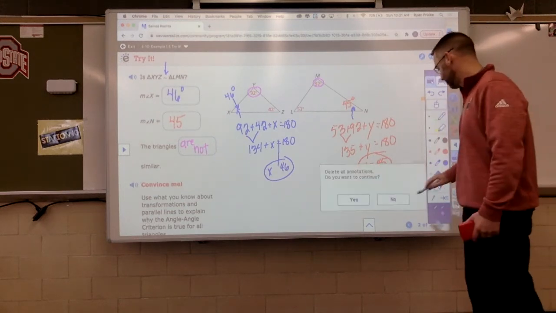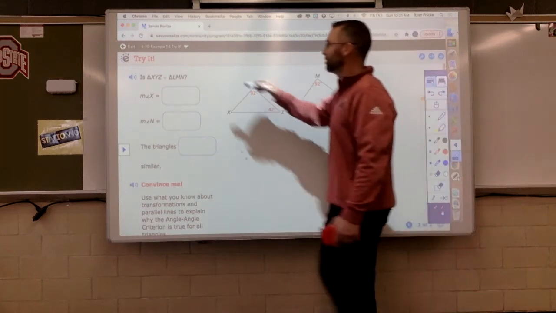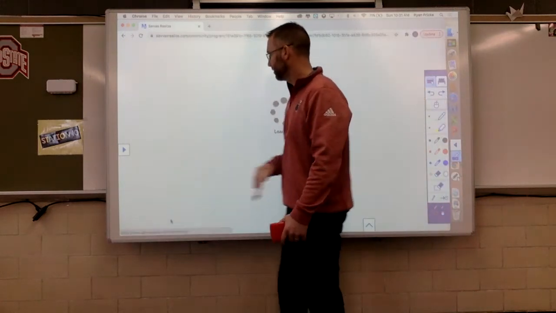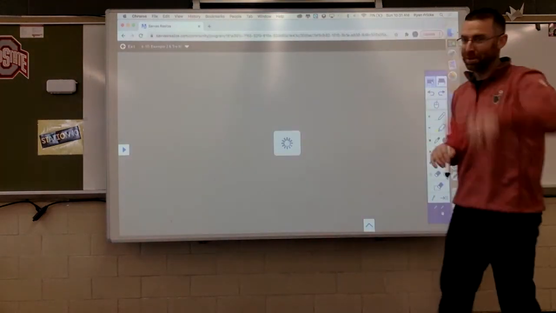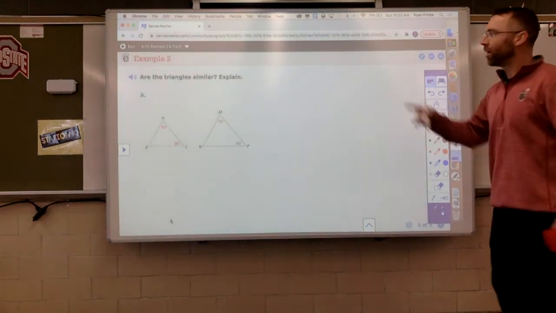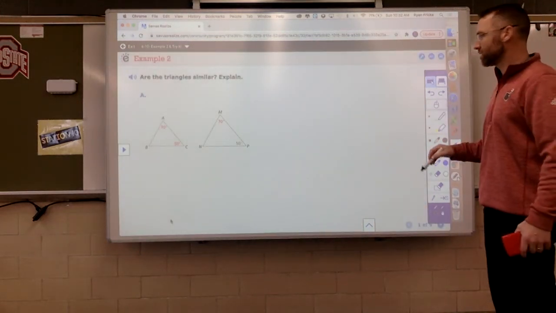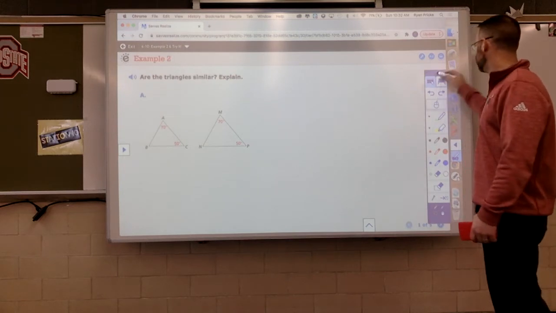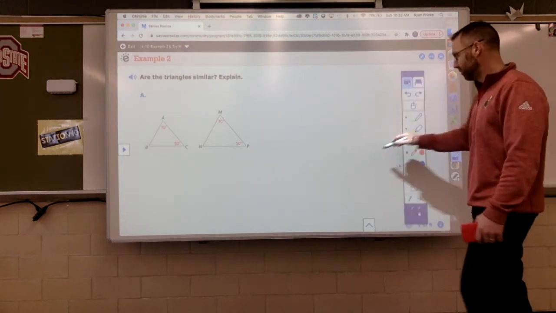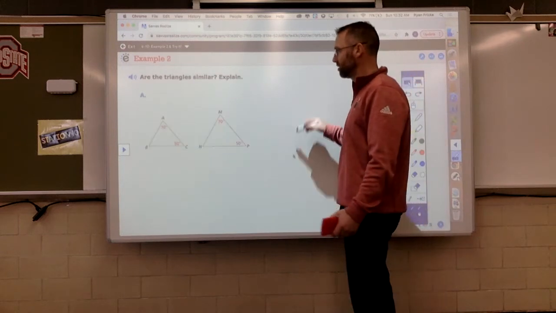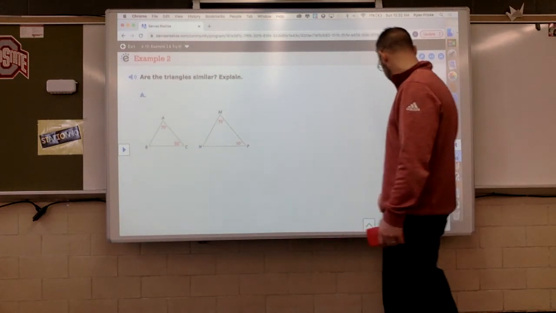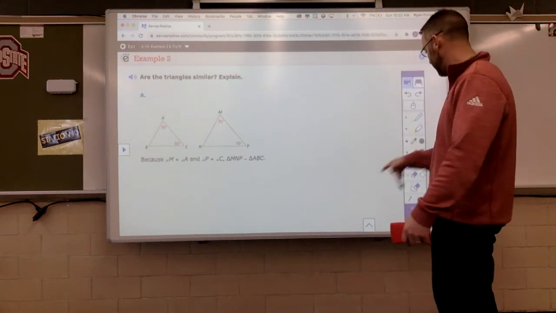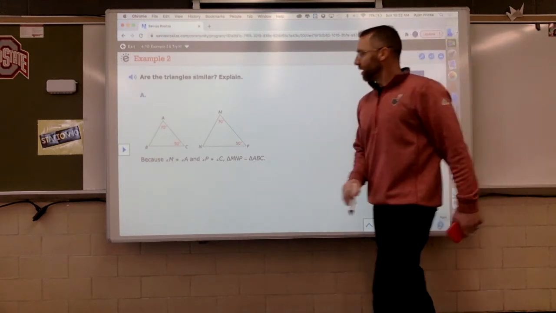Okay, let's go. All right, example 2, with a try it. Bonus try it. Here we go. Are these two triangles similar? Explain. Mr. Frick, you want to zoom or scroll down a little bit? I'm guessing there's not a next button. No, there's no next. Okay, here we go.